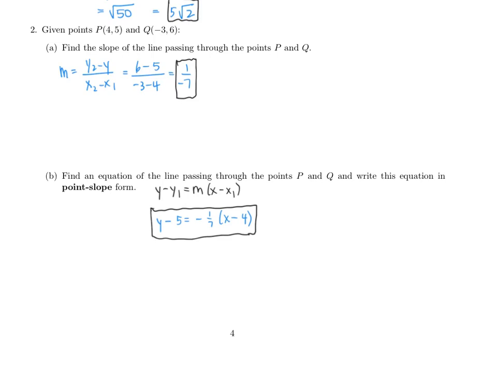Remember, if they wanted it in slope intercept form, then you would distribute the slope and move the 5 over to get the y by itself. But this is point slope form, so that's it.